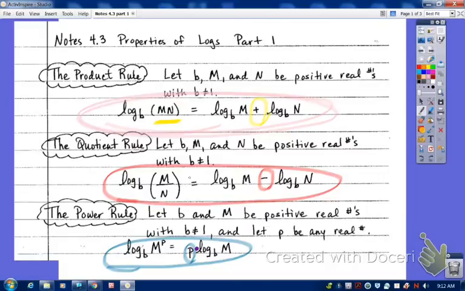So we call this expanding. Tonight you're going to expand your logs. You're going to turn them into more than one log, and then tomorrow we're going to take these same three rules and go backwards and condense the logs. We'll be given multiple logs and we'll condense them back into one log. So you have your product, when two things are being multiplied, break it down into the sum of two logs. Quotient, when two things are being divided, you break it down into the difference of two logs. And when you have a power, you take that power and bring it out in front of your log and multiply it times your log.